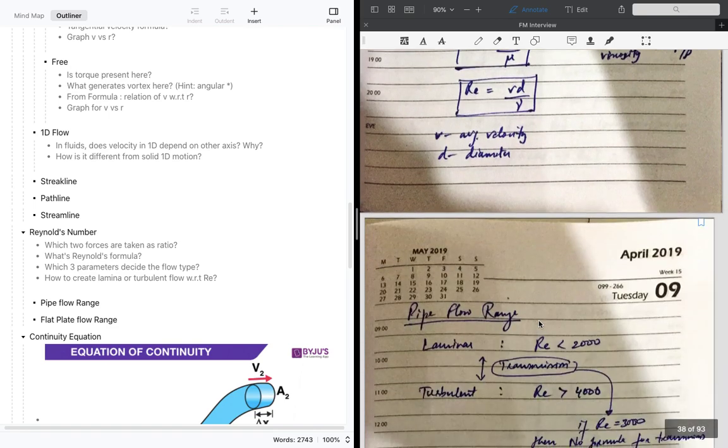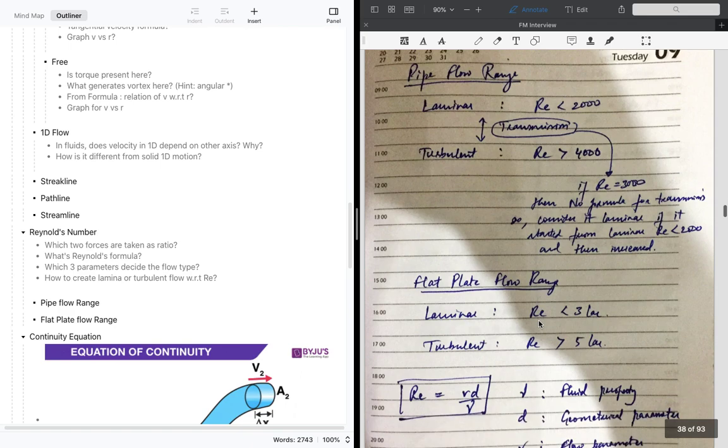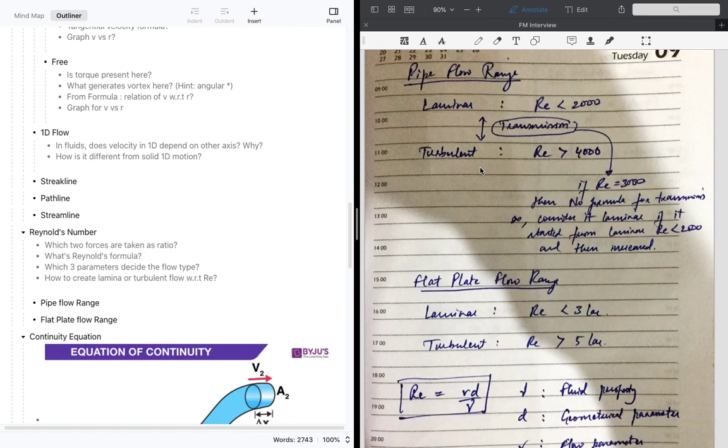Okay, and in the pipe flow range, we say the flow is laminar when the Reynolds number is less than 2000, and it is turbulent when it's more than 4000. In between, it's called the transition phase, and let's say the transition Reynolds number is 3000. We say that this is laminar or turbulent with respect to the initial phase of this. If the initial phase was laminar and it gradually increased the Reynolds number, then we say that it's a laminar transition. If the initial phase was turbulent and decreased later, then we say it is a turbulent transition.